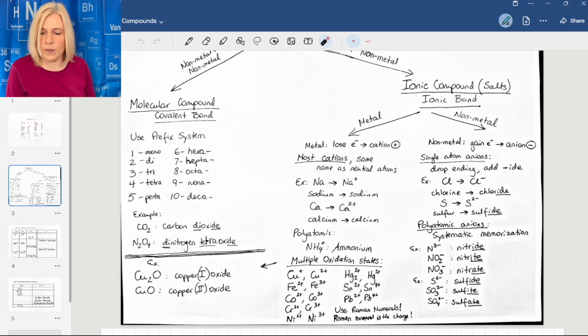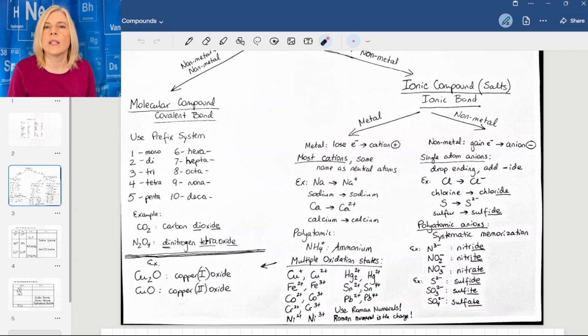Okay, let's go to the non-metal part. Non-metals like to gain electrons. They become anions. If you have a single atom anion, you're going to drop the ending and add "ide." For example, chlorine becomes chloride. Sulfur becomes sulfide when it gains 2 electrons. There are polyatomic anions, and you have to memorize them. There is a system to it, though. So there is a systematic memorization.